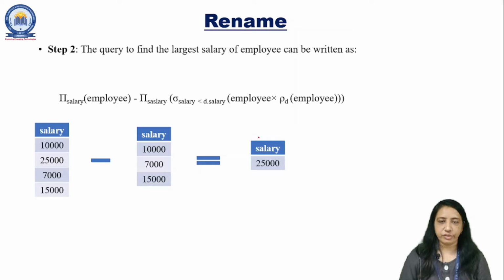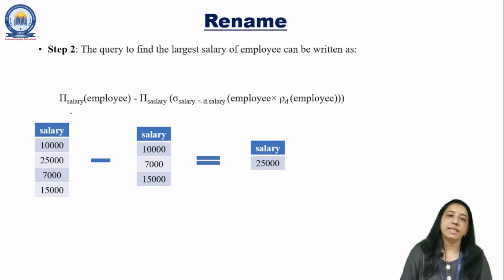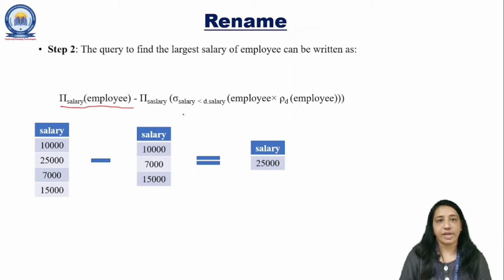So what we are going to do? Just we list the salary from employee table. So for that it is what? The project salary from employee. Then minus, we are going to write the step 1 query. That means that we have found out what? The salary which are not largest.